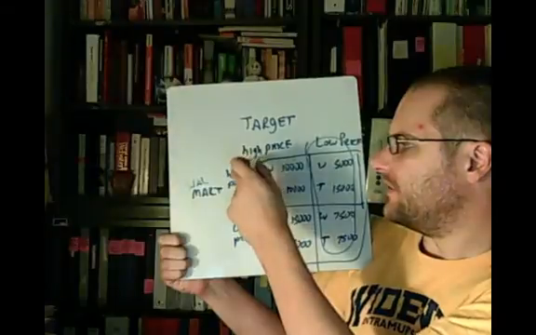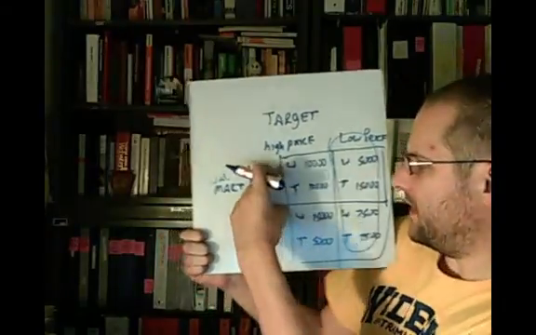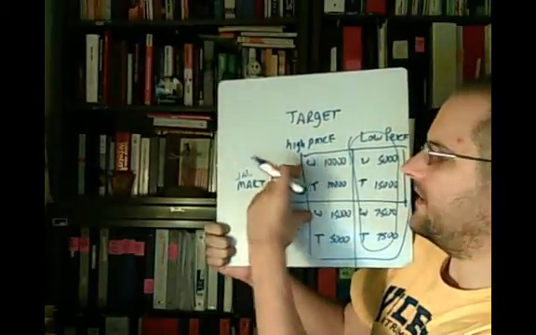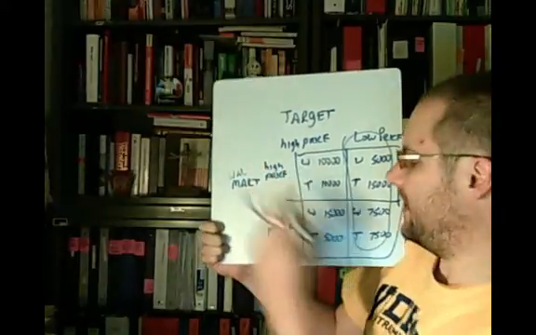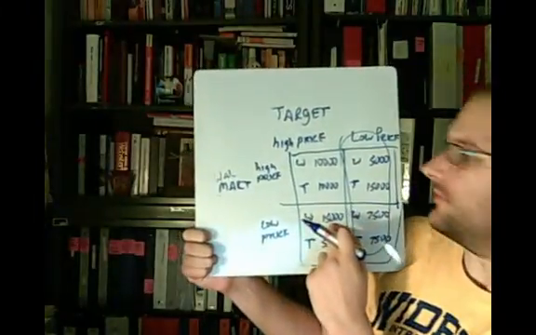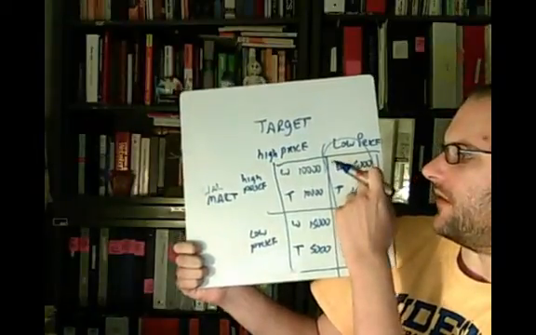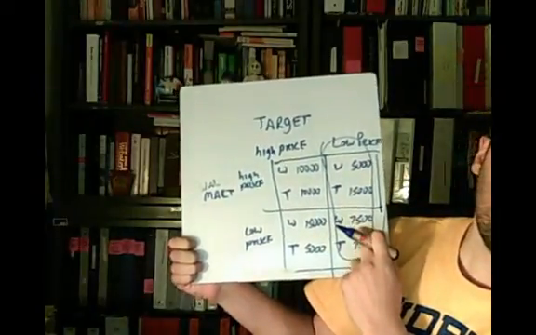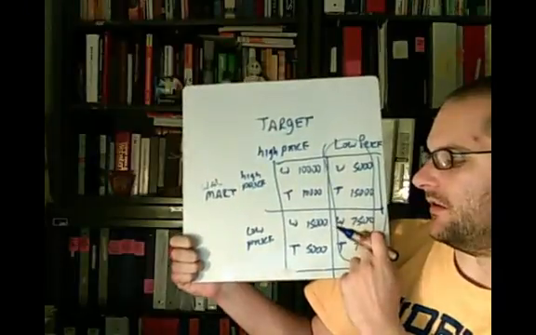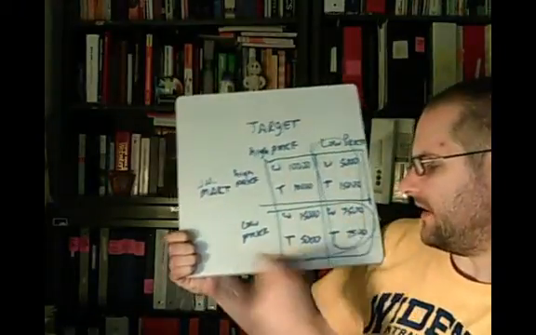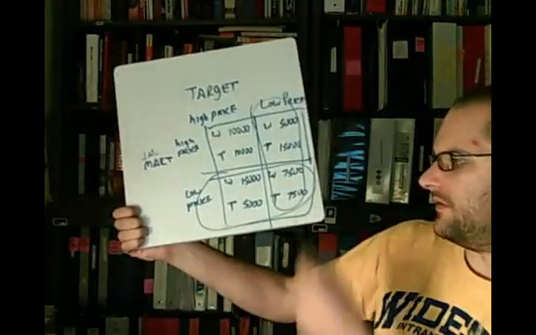Walmart. If Target charges a high price, Walmart would have a profit of either $15,000 or $10,000. Obviously, they would want the $15,000. If Target charges a low price, Walmart would either have profits of $5,000 or $7,500. Again, low price. Dominant strategy is always charge a low price.